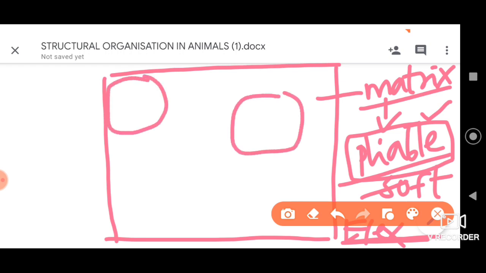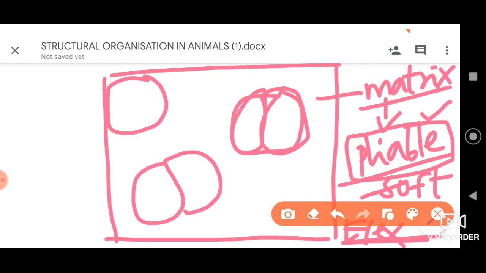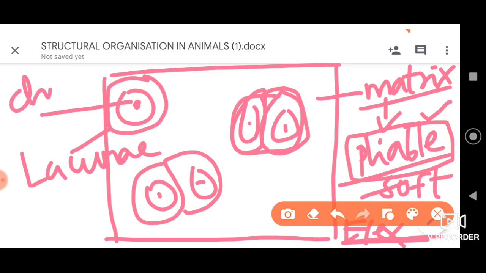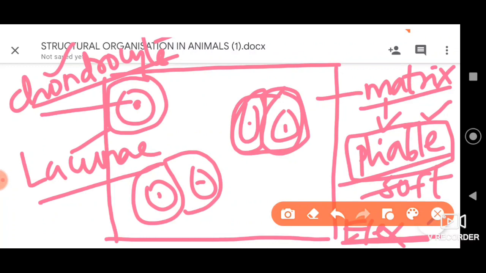The cells are present inside the fluid filled structures called lacunae. So these are lacunae, and this is what we call the chondrocyte. We call this chondrocyte. All right, see what is chondrocyte here. Chondrocyte is a cartilage cell, which is present inside the fluid filled structures called lacunae. All right, so that's very important to understand, dear students.